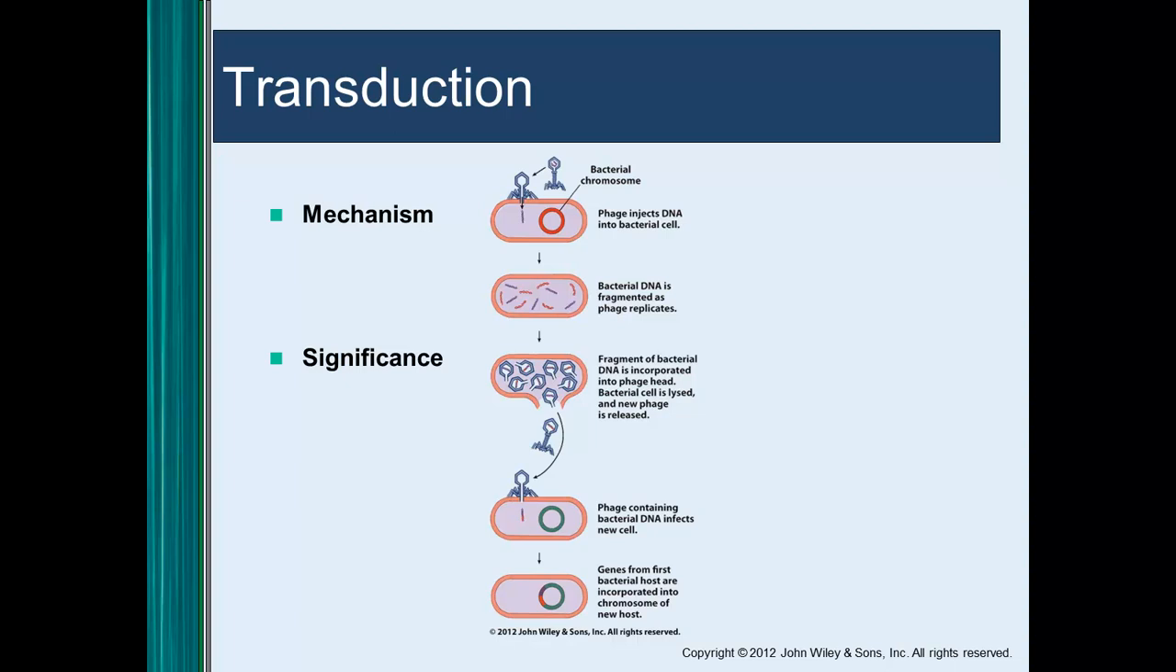Now, persistence of a prophage without phage replication and destruction of the bacterial cell is known as lysogeny, and cells containing enough prophage are said to be lysogenic. This is in contrast again to the lytic cycle, in which phage can actually destroy the host cell.